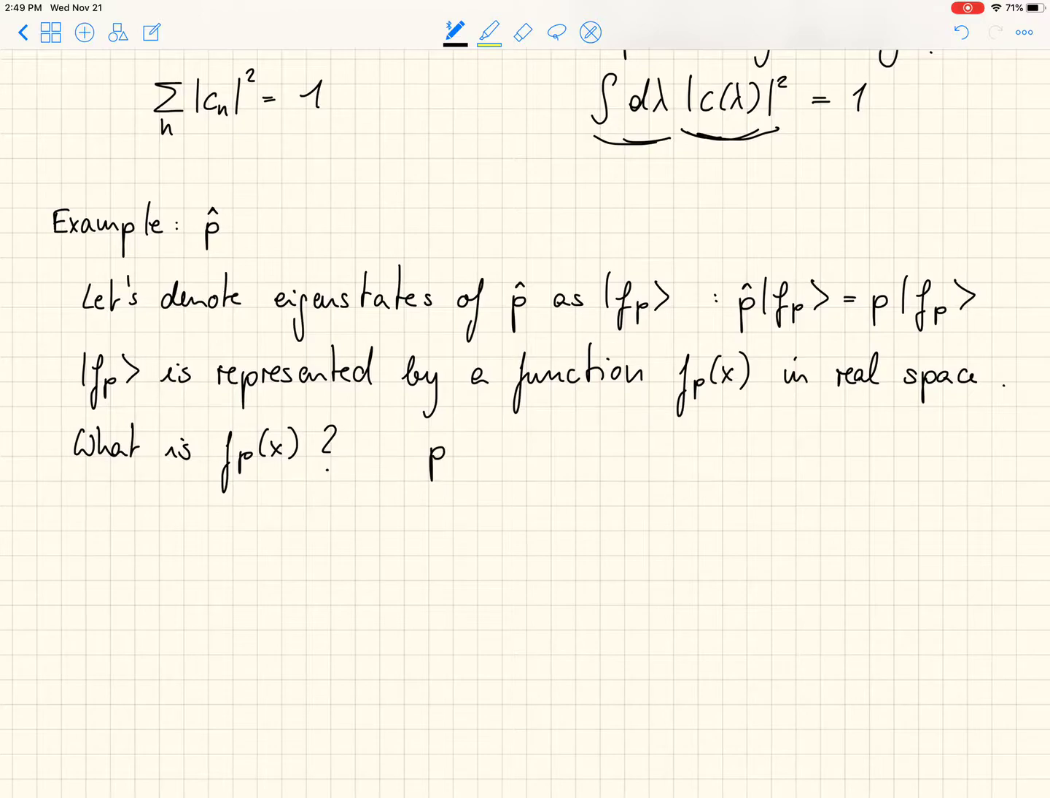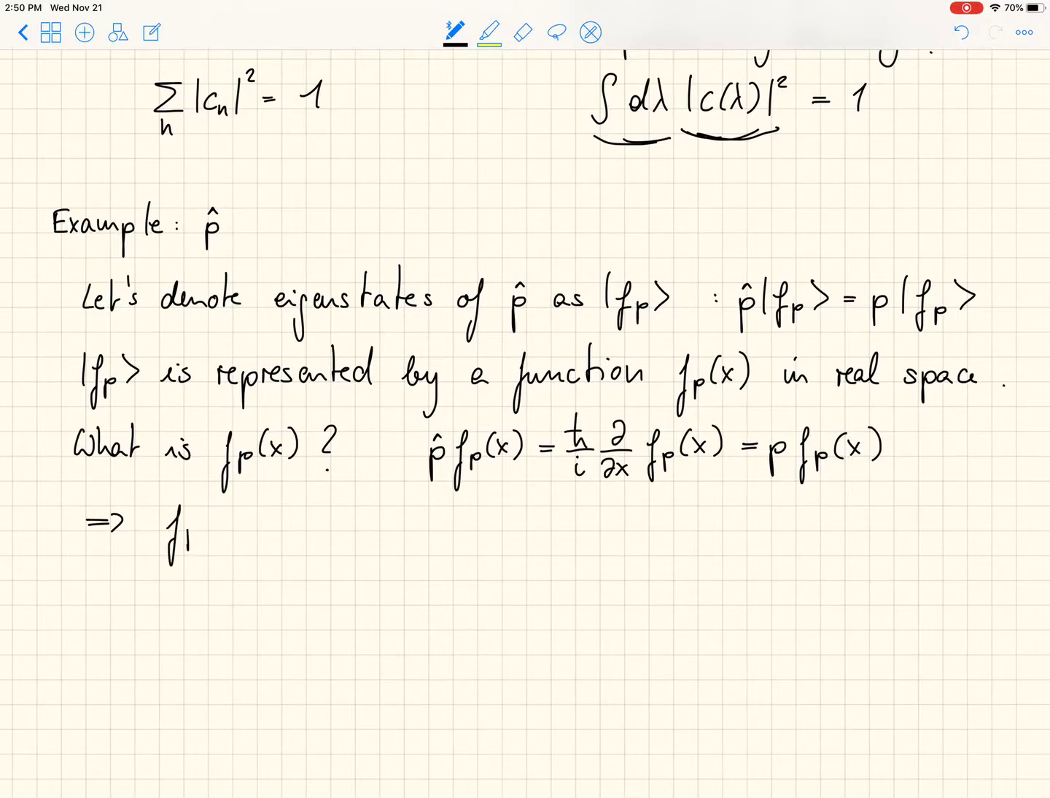Well, in real space, the eigenvalue equation takes a familiar form. In real space, my momentum operator is actually equal to h bar divided by i times the spatial derivative. And so my eigenvalue equation gets this form. And we know what the solution to this equation is. The solution is that Fp of x, the real space representation, is actually just given by the plane wave.